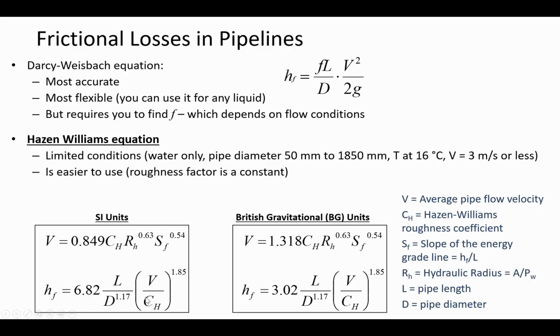So the two different versions of this equation are: you're solving for what the flow velocity will be if you know the pipe's hydraulic radius and slope of the energy grade line. This first equation tells you the flow velocity through the pipe if you know a certain energy grade line slope, whereas this is if the velocity is known, how much head loss will there be. Same equation, just rearranged.